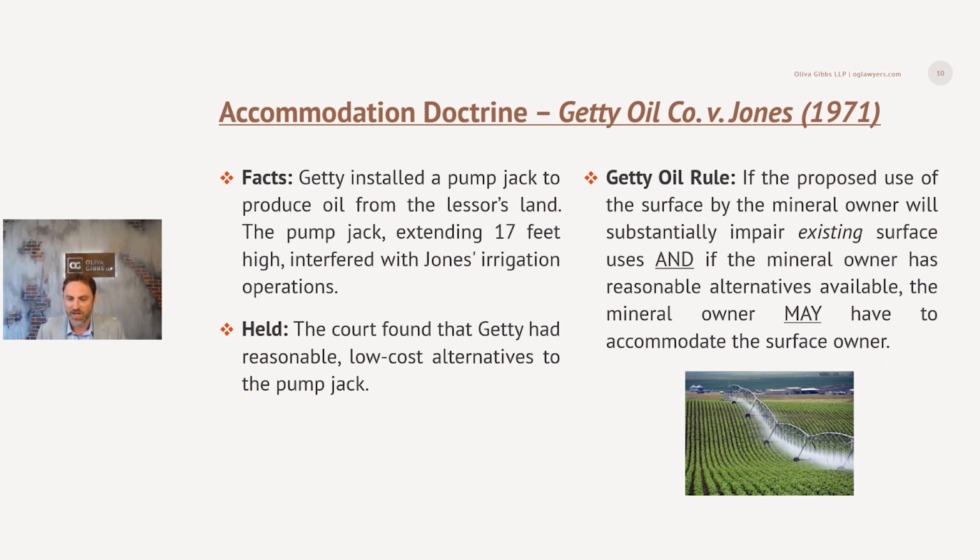And obviously, the irrigation system wasn't tall enough to pass over the pump jack. And importantly, this irrigation system had been there for some time, and it was really the only reasonable way that Jones had to irrigate his property. And so the court here found that Getty had reasonable low-cost alternatives to their pump jack. Interestingly to me in this case, and some of you out there might have encountered this before, the court's rationale was that Getty could have dug a pit and put their pump jack down in a pit so that the irrigation system could pass over the pit.